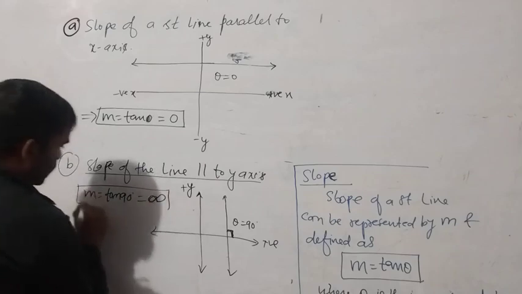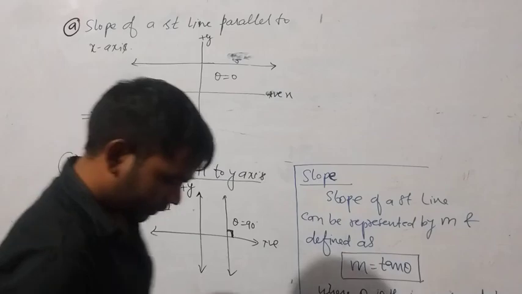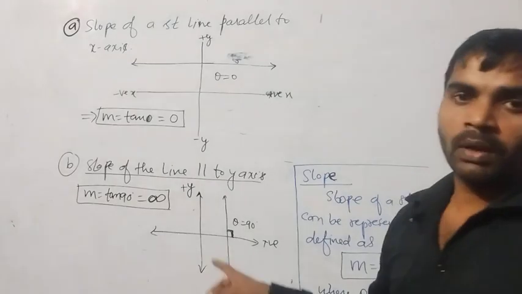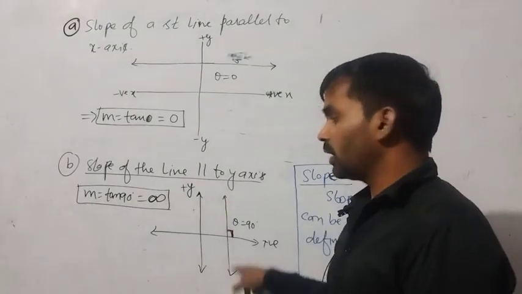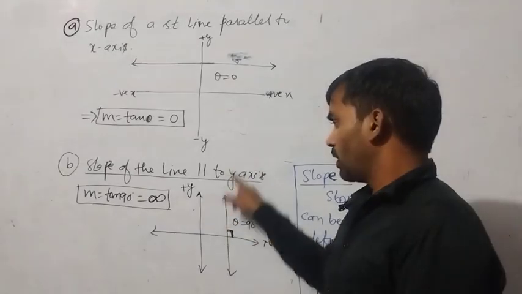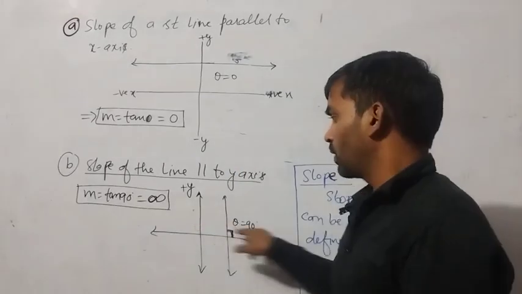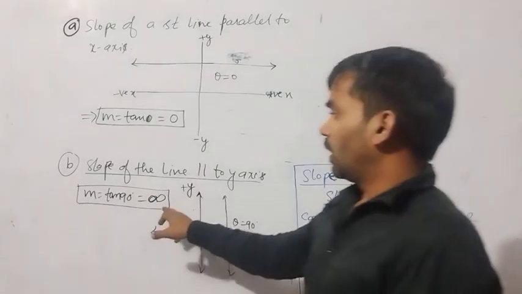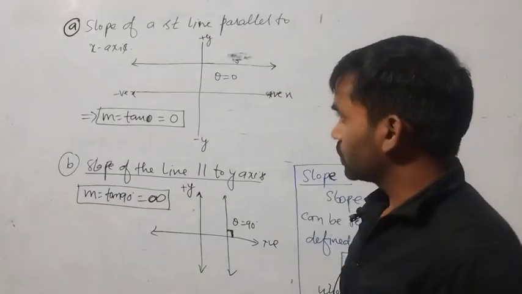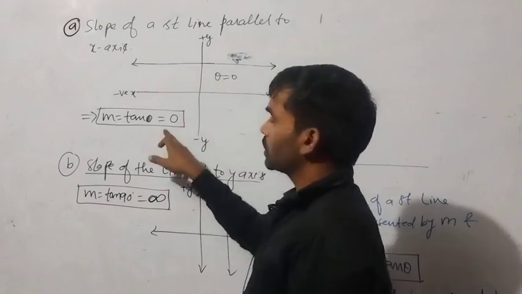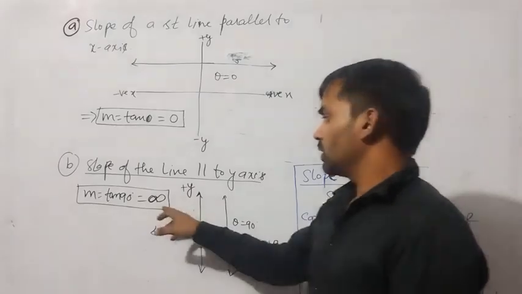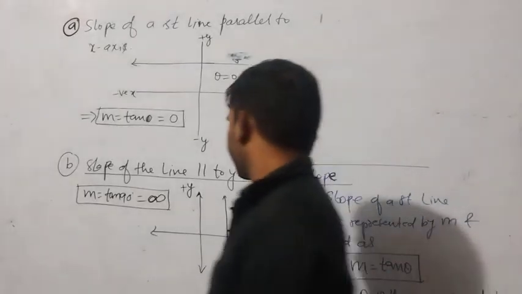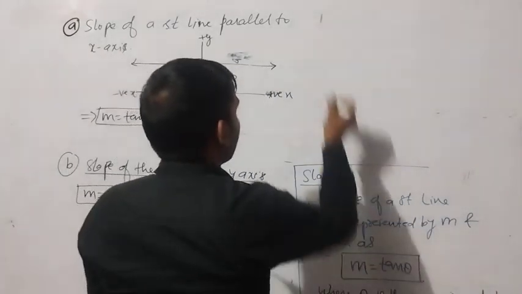Okay. So you can simply write: slope of the line parallel to y-axis or perpendicular to x-axis. This line can be read as line parallel to y-axis or perpendicular to x-axis. Okay. So you can simply write here slope of the line. Okay. So if the line is parallel to x-axis, the slope will be 0. If the line is parallel to y-axis, then the slope will be infinity. Okay. And next thing is what?